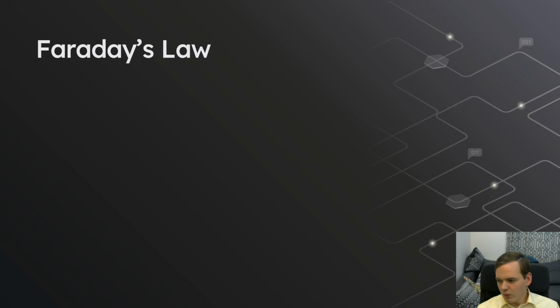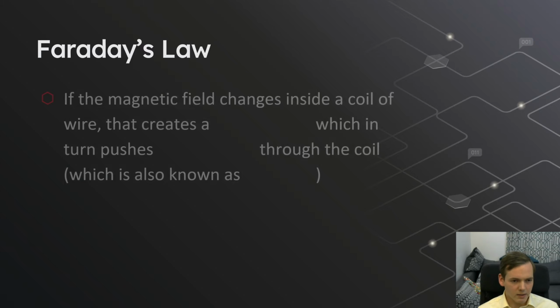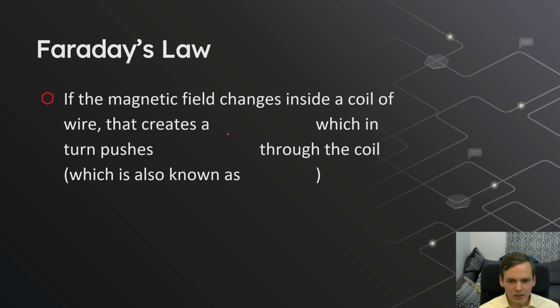All right, moving on. Now we're going to talk about Faraday's law, and it's going to be a big long thing, but I'll summarize it for you at the end. So if the magnetic field changes inside a coil of wire, that creates a voltage, which in turn pushes current or charge through that coil, which is also known as current.